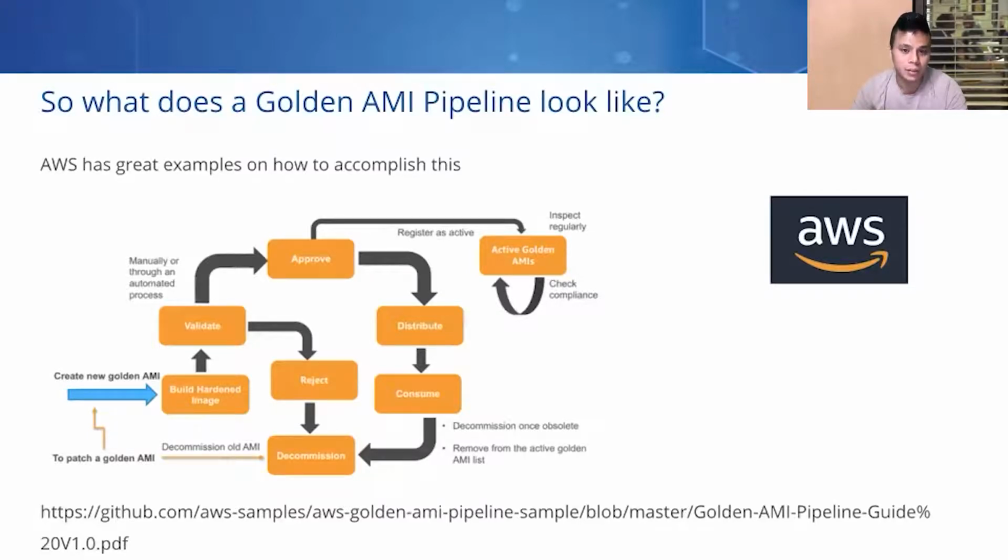It is also best practice to allow these established golden AMIs to remain as immutable objects. So when there's a need to make a change to the AMI, it's as easy as updating the requirements and rerunning the same pipeline.